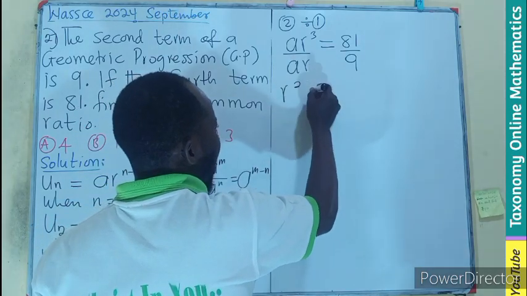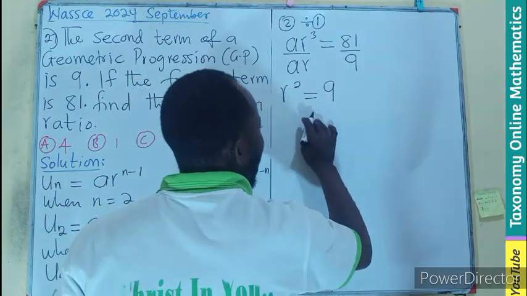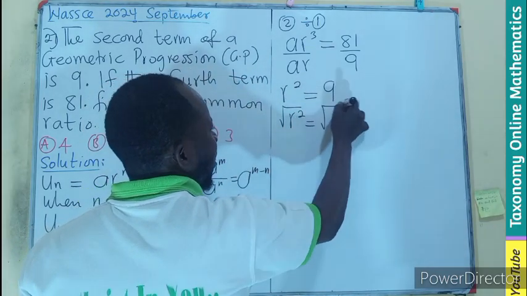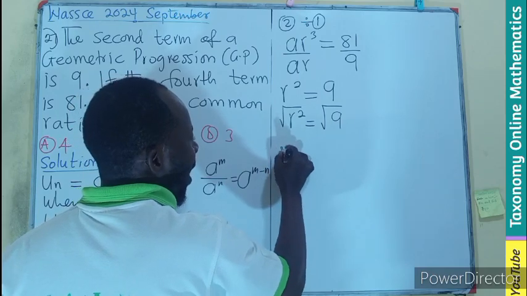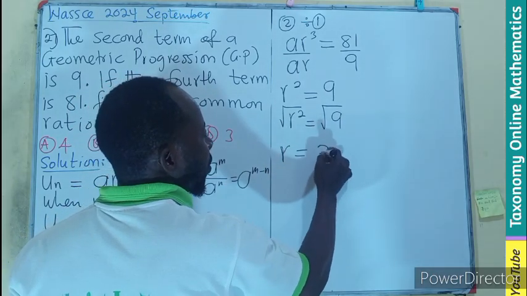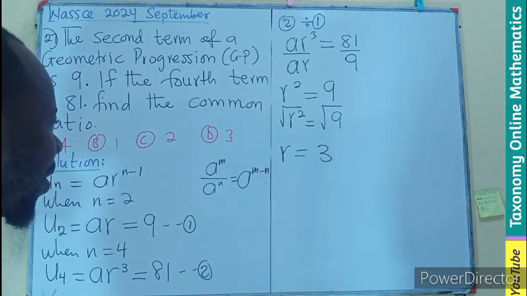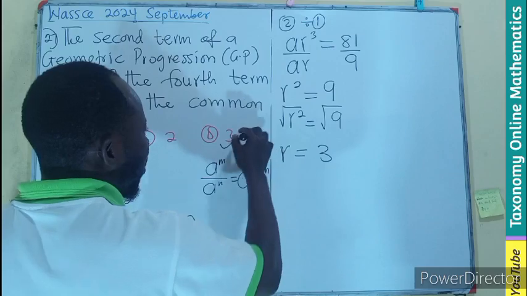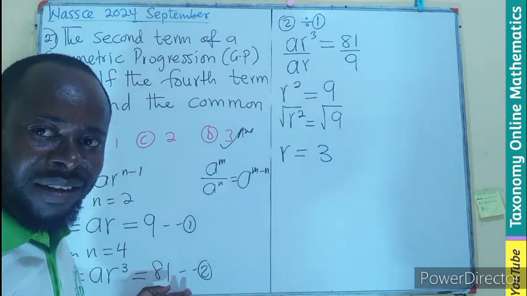So r squared, 81 divided by 9 will give us what? 9. We find the root of r squared, the root of 9, and that will be giving us our r equals to what? 3. Even though it will be both plus and minus, we are concerned about the positive one, which is going to give us the option D as our preferred answer. I guess this is clear.